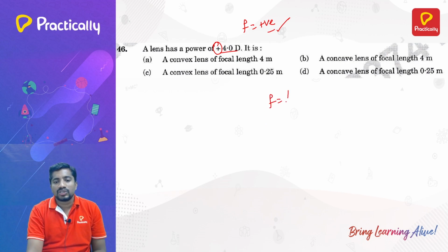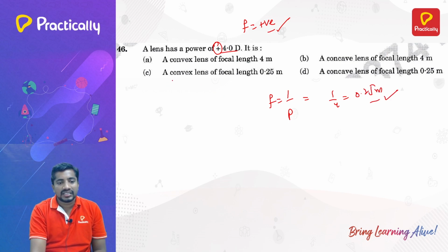Then focal length is equal to the reciprocal of power. That means 1 by 4 will give 0.25 meter. It is there in terms of meter. So the answer is convex and focal length is 0.25 meter. Option C.